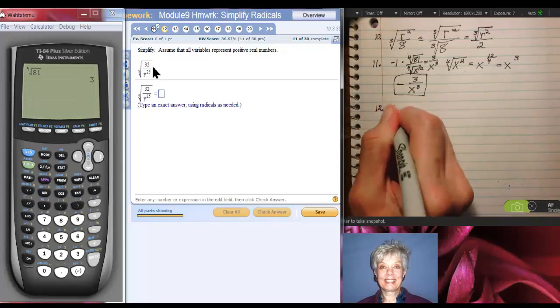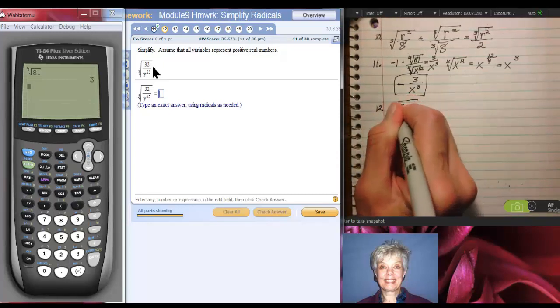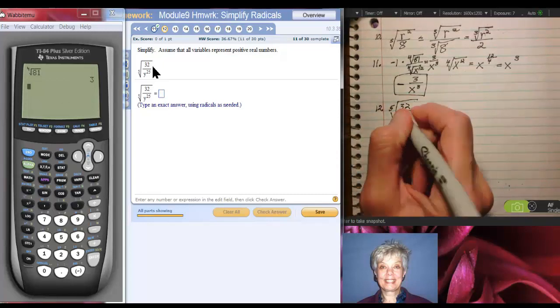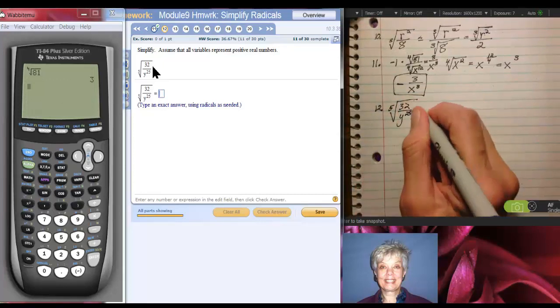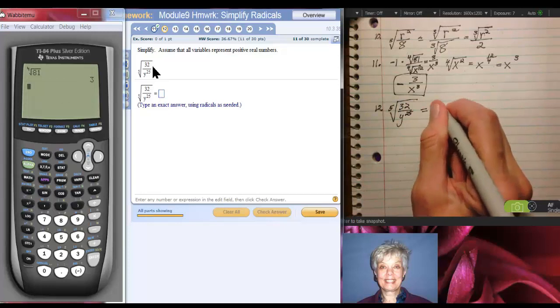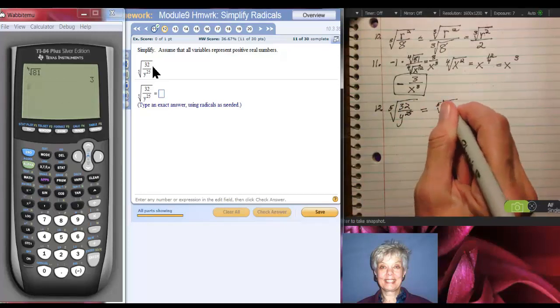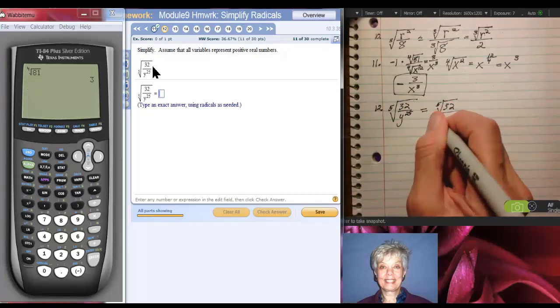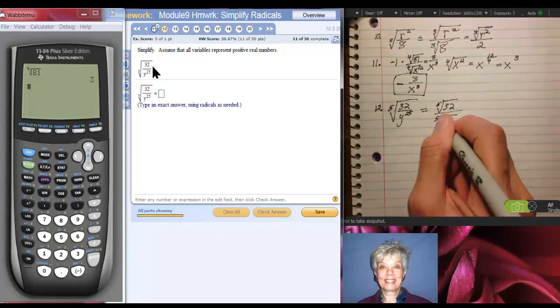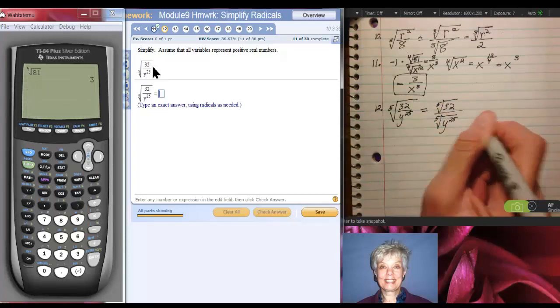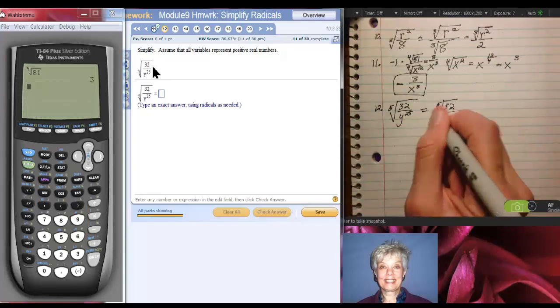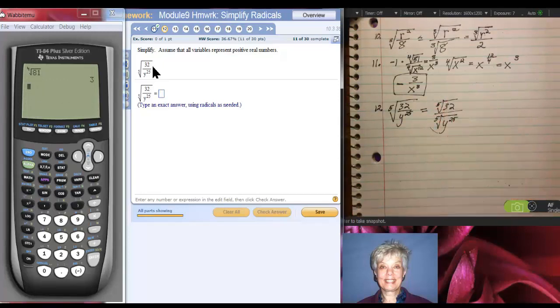We're going to have the fifth root of 32 over y to the 25th. This is exactly like the other problem, almost. We're going to take the fifth root of 32, and you're going to take the fifth root of y to the 25th. You're going to have to use rational or fraction powers on this.